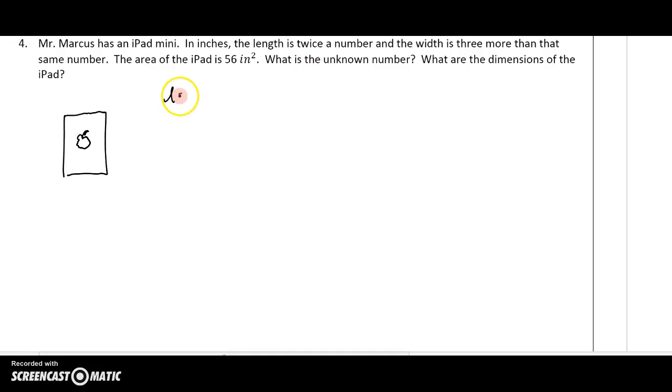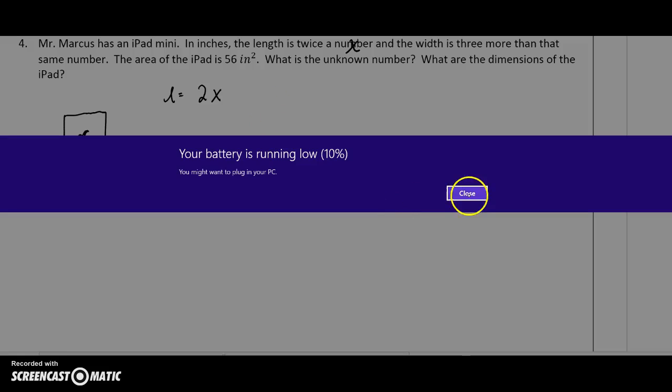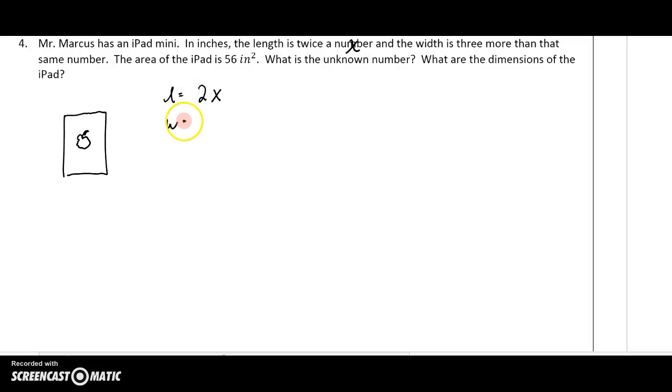So we know the length is twice a number. So we don't know what the number is. We'll just call that number x. So the length is twice that number. And the width is 3 more than that same number. Okay, so it's 3 more than that number we don't know.